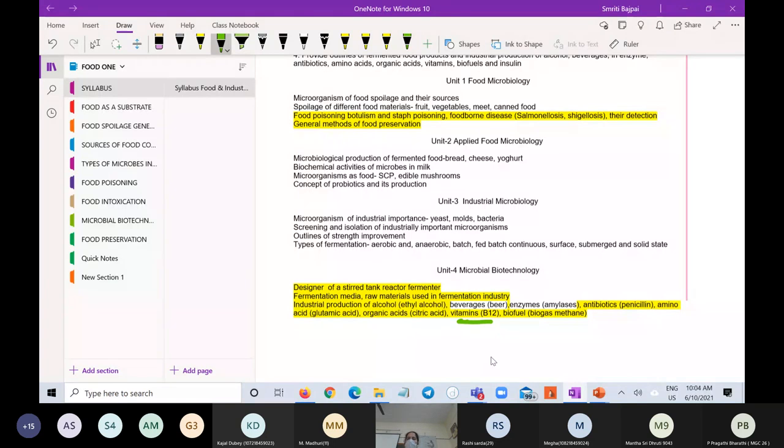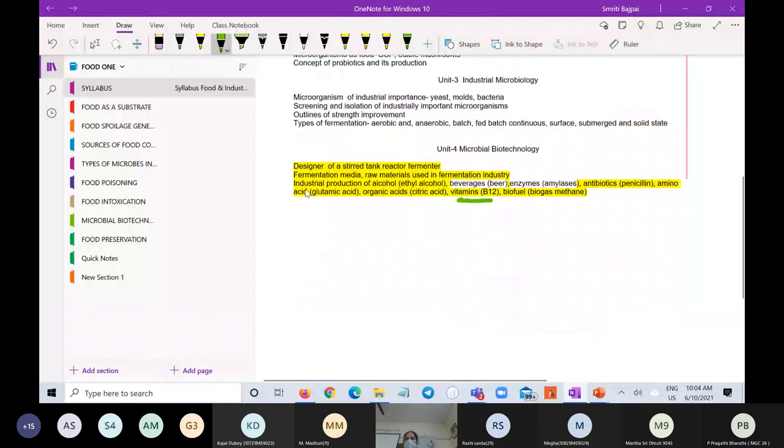Now in our syllabus we have industrial production of alcohol, that is ethyl alcohol, beverages, amylases, antibiotics, amino acids, that is glutamic acid, citric acid, vitamin B12 and biofuel. So today we will finish off vitamin B12.